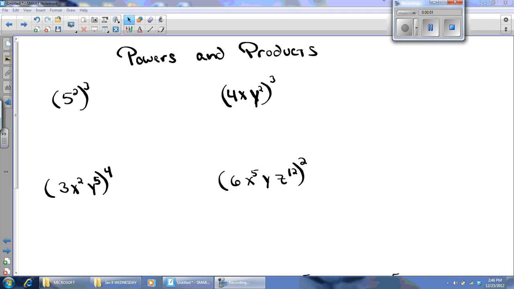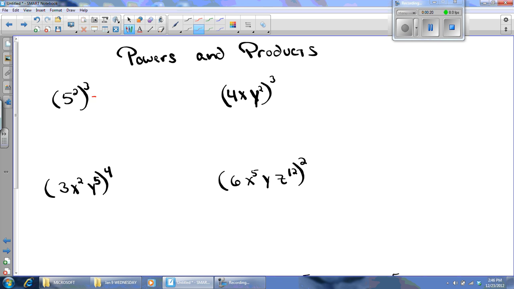Algebra students, today we're going to continue our exploration of exponents, and in this case they're going to be a little bit different. There's another shortcut, but you've got to stop and think about what it is that's going on. So let's take a look at an example like this. We have 5 squared to the third power.